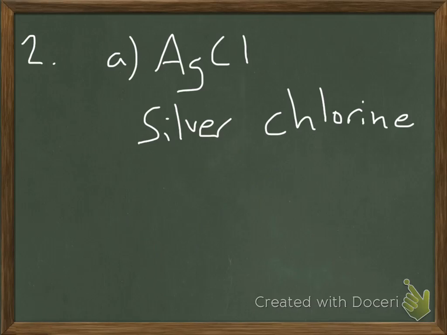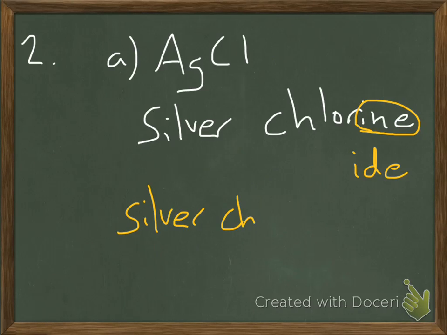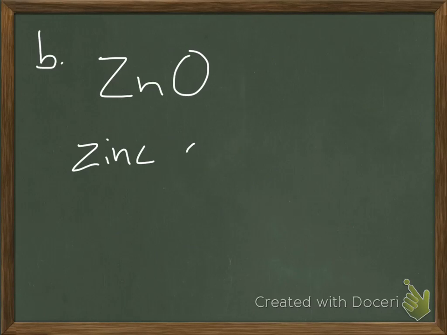The rule is you write out the two elements except you change the end of the nonmetal to ide. I-D-E. That's it. That's all you do. So the answer would be silver chloride. That's how you write the name for that. Let's do another one. Letter B is zinc and oxygen, ZnO. You write the name of the metal, zinc, and then you write the name of the nonmetal, but instead of writing oxygen, I'm going to write oxide, and there we have it.